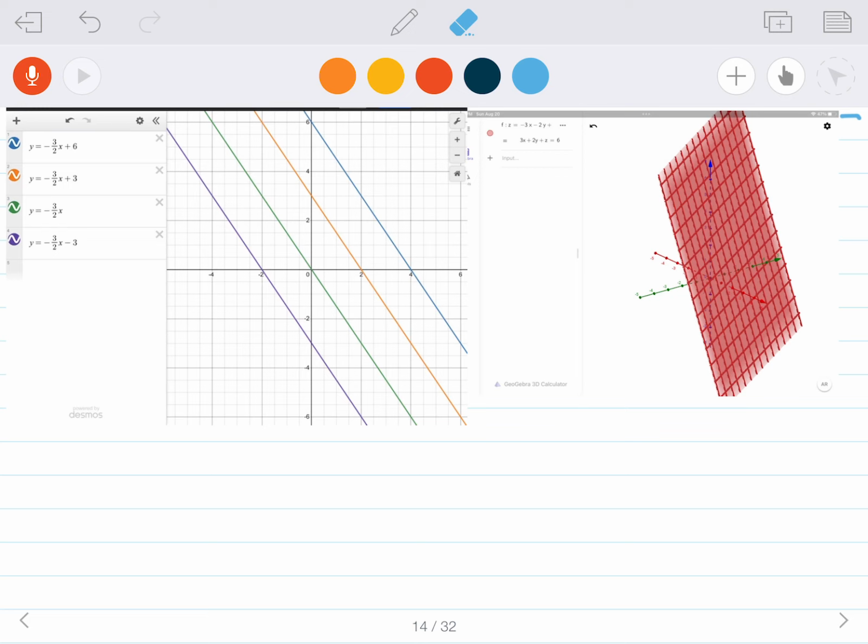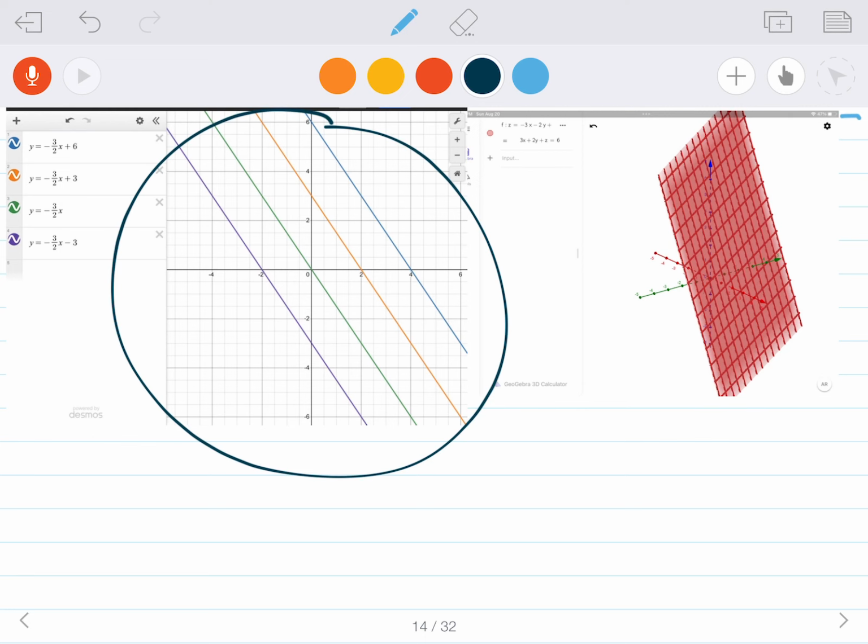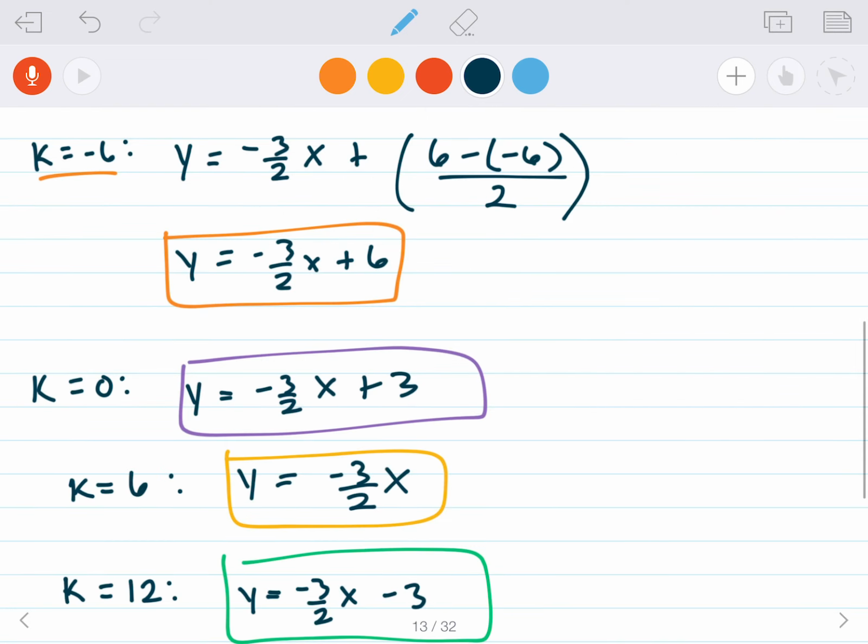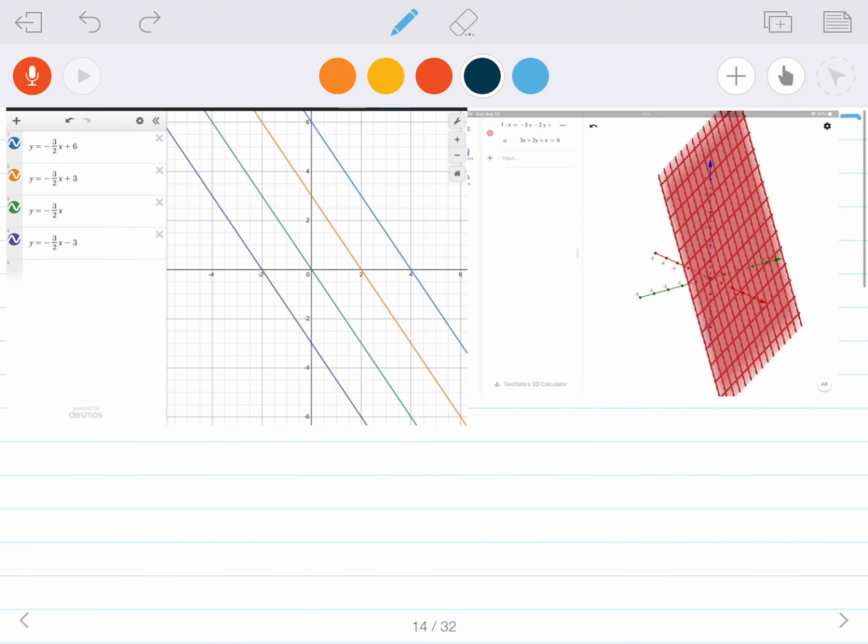So let's take a look at the contour lines on Desmos. Now, I want to mention that the contour lines that I've plotted here, the colors do not correspond to the colors that I boxed right here. So just disregard that. There's no connection between those.